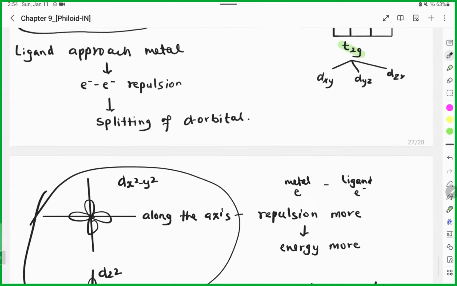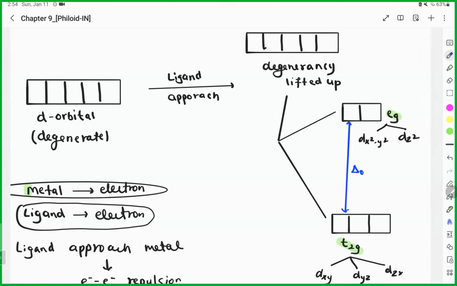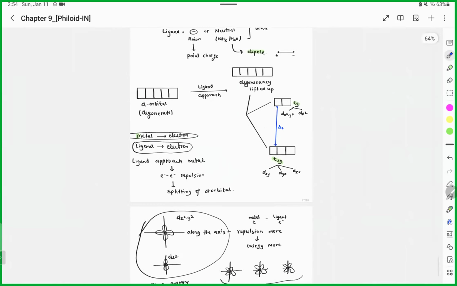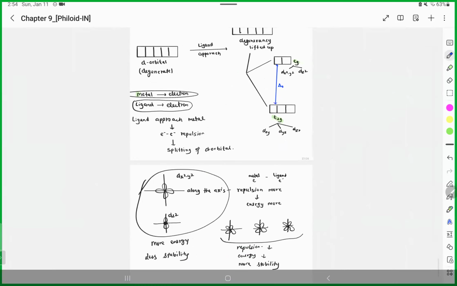There is an energy gap between these two, T2G orbital and EG orbital. Can electron jump this gap? This is octahedral crystal splitting energy. How much energy is required so electron can jump from T2G to EG? So understand this. Just give me 2 minutes and try to correlate this. And if you don't understand, let me know.